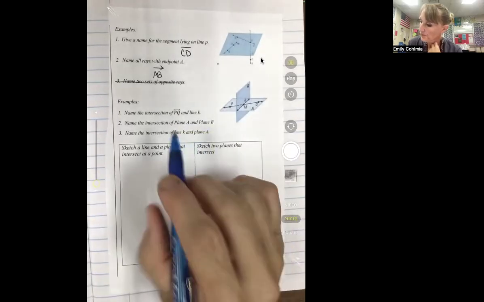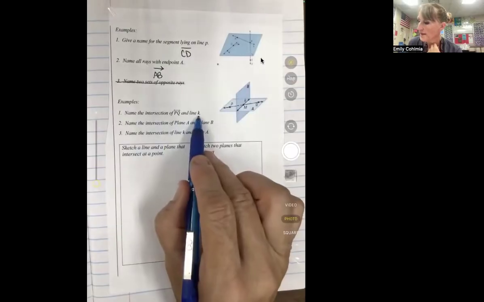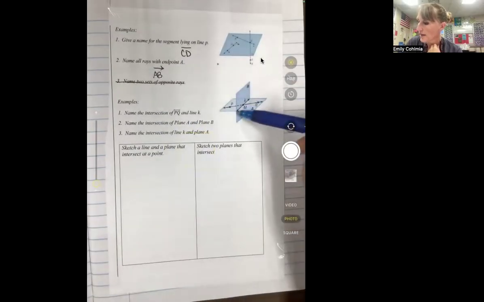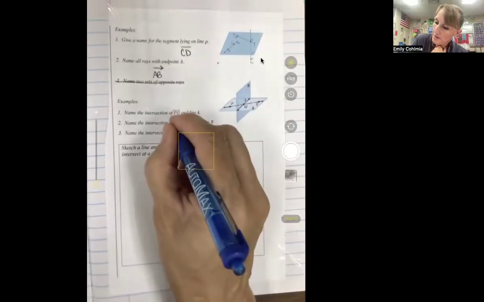Next one, name the intersection of line PQ and line K. So here's line K, here's line PQ. The intersection looks like it is at point M.